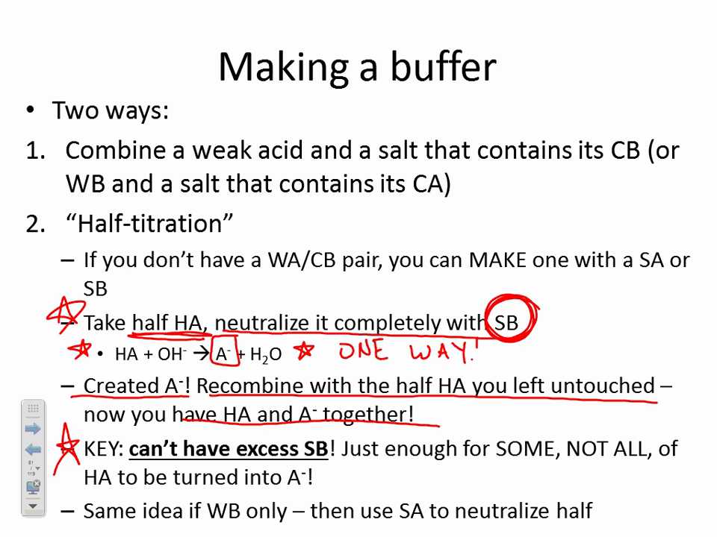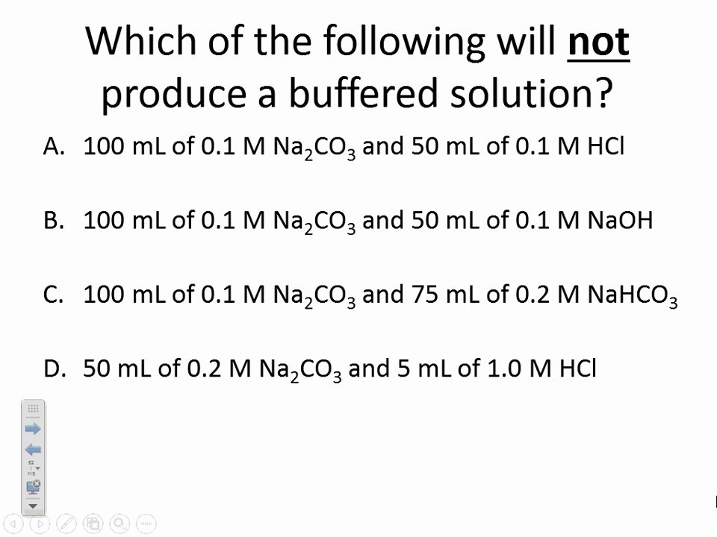And we can use this exact same idea if you only have a weak base. If you only have a weak base in solution, then let's react half of it with a strong acid to create the conjugate acid of the weak base, and then recombine it, and then there's your buffer, your weak acid conjugate base pair. So AP loves to ask multiple choice questions like this.